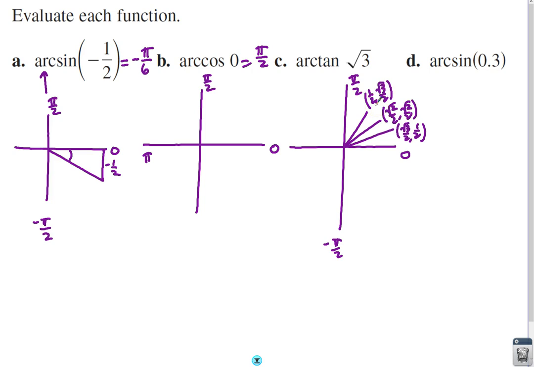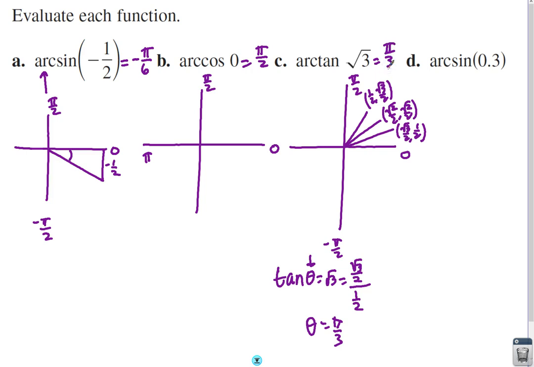Okay, so tangent of some angle, that's what we're trying to find, is root 3. Well, root 3 is root 3 over 2 over 1/2, right? So the only way for me to get that is if I use the angle of pi over 3. So arctan of root 3 is pi over 3. Okay?